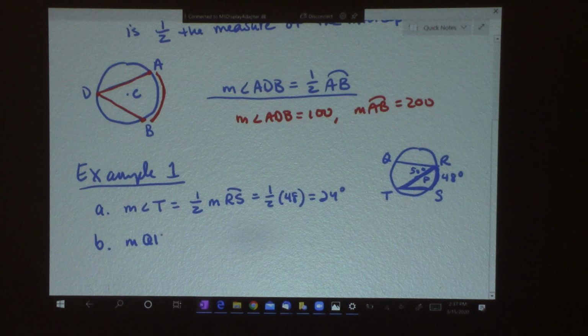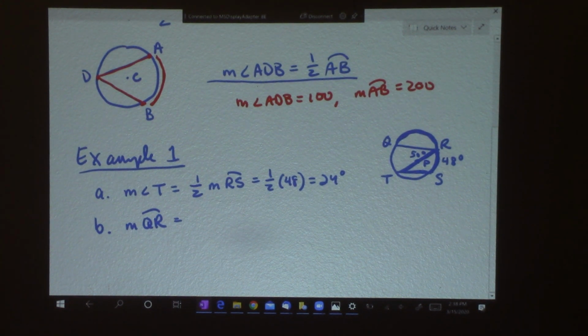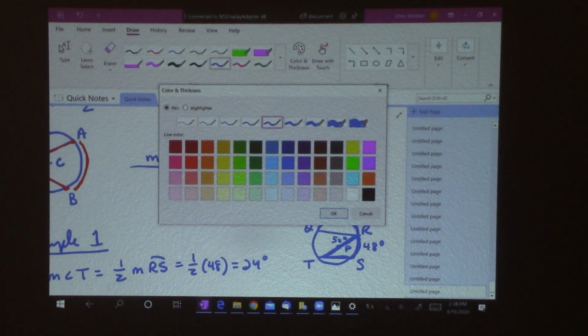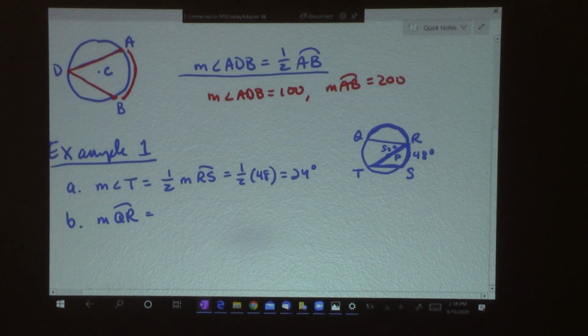The next one is the measure of arc QR. So let's see, QR, that arc I'm going to highlight, darken, is up here. Now what do I need to know in order to find that? Okay, well, this angle here, I'm going to change colors so that we can see what we're looking at here. This angle here, we know this is 48, and I know that this angle is 50. So the corresponding arc to QRT is QT, and that's going to be twice as much, so that's 100.